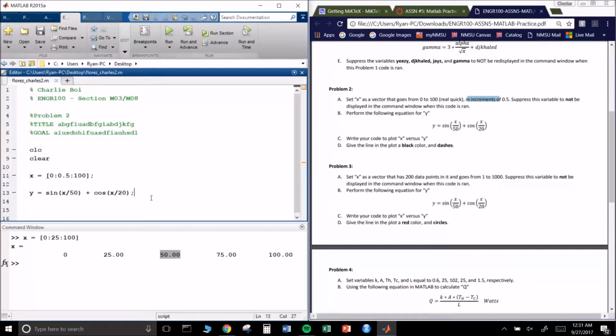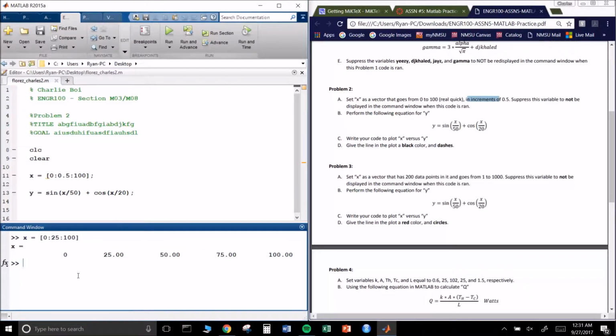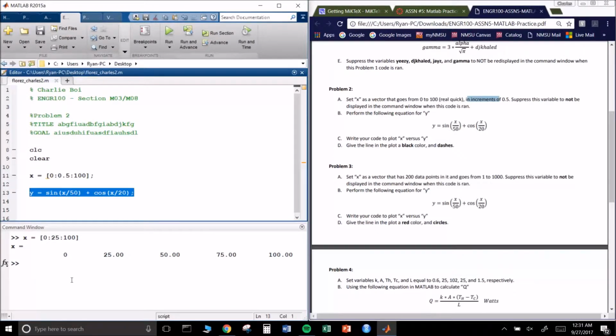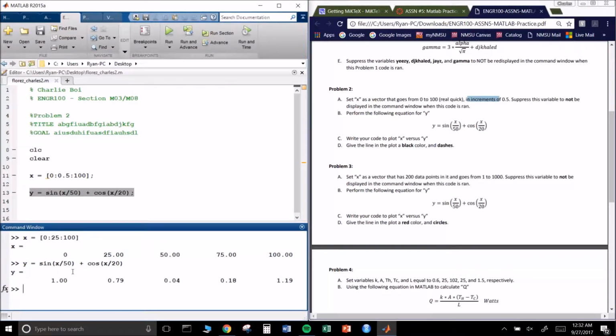So if I take this really quick, see, I end up with 5 different elements in y, because that's exactly what it's doing. It's taking this 0, putting it in here, and giving me some number. It's taking 25, putting it in here, and giving me some number for the second element of y. 50, and then putting it in here for the third element of y, and so forth.